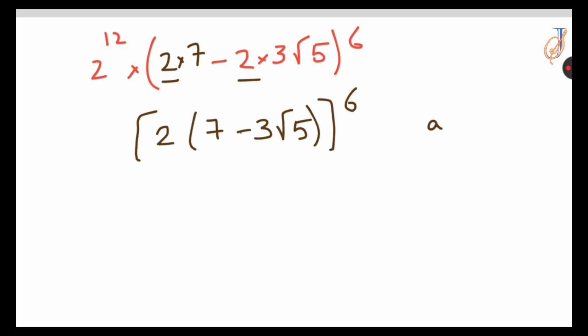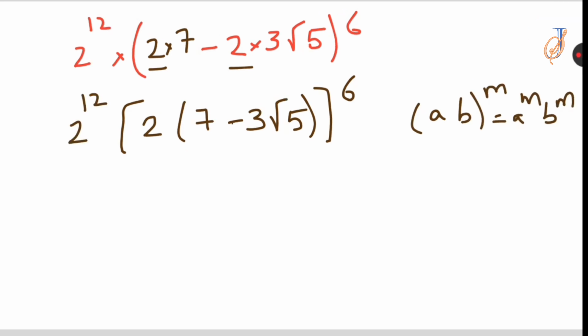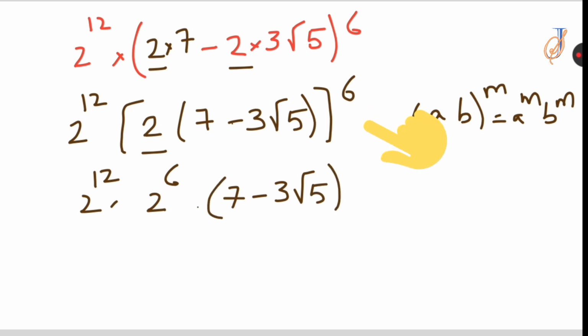Again it is in the form of (a times b) whole power m. We can write this as a power m times b power m. So now we can write this as 2 raised to the power of 6 times (7 minus 3 root 5) whole power 6. This 6 we can write as 2 times 3. Again we can write it as whole power 2, whole power 3. Now it is in the form of (a minus b) whole square.